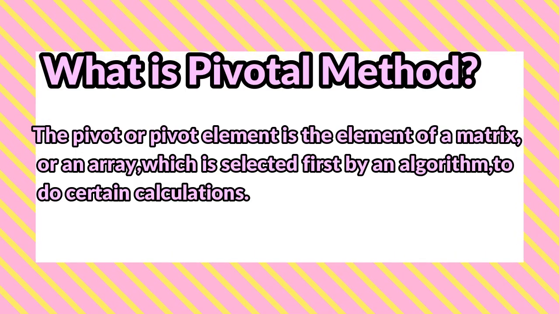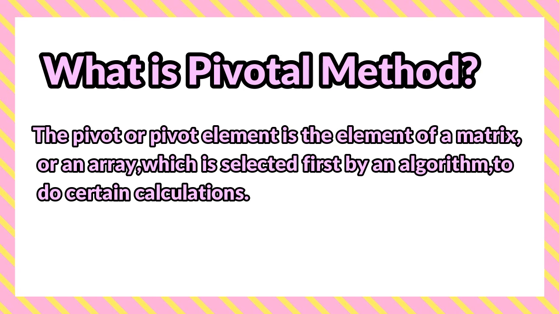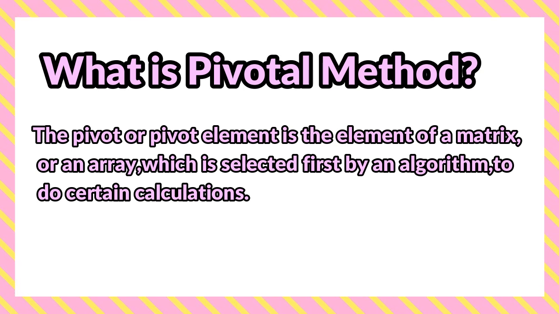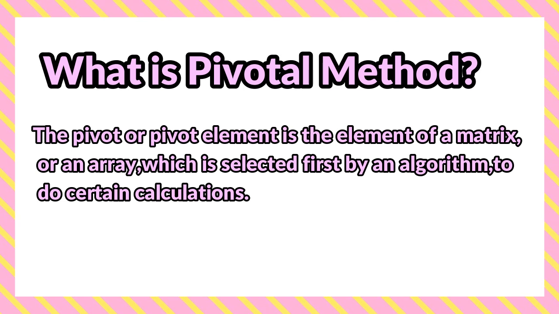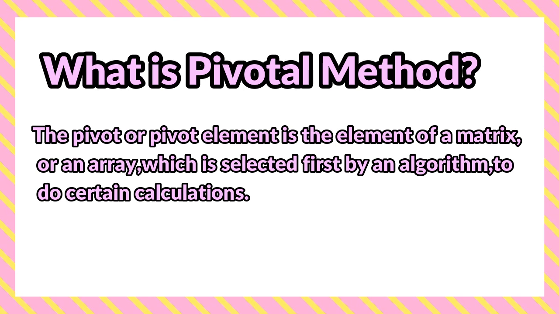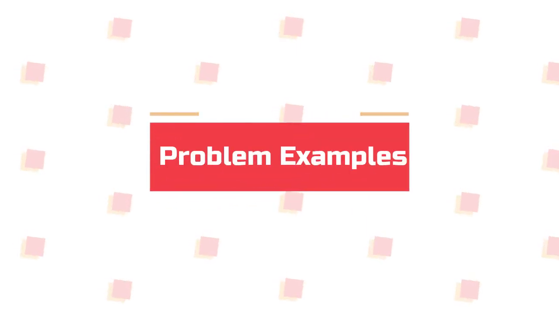What is a pivot? The pivot or pivot element is the element of a matrix or an array which is selected first by an algorithm to do certain calculations. For today, we will explain two ways to get a determinant of a 3 by 3 and 4 by 4 matrix, and these are the pivotal element method and Chio's method.